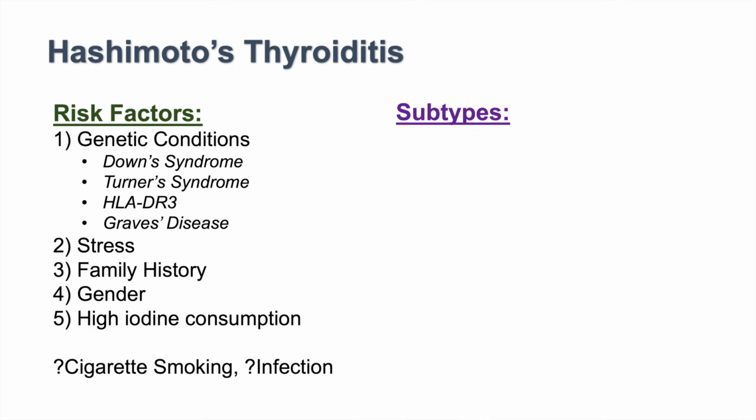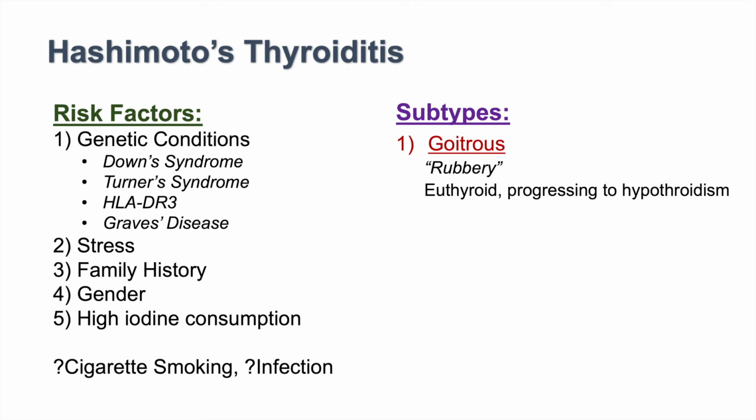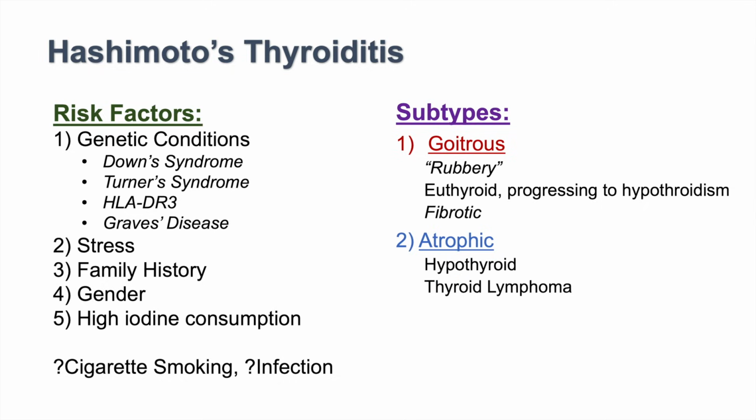There are actually a couple subtypes that I want you to just know about. These are really not that important for this lesson, but the subtypes for Hashimoto's thyroiditis include a goitrous type. The person generally has what we describe as a rubbery thyroid. They have a euthyroid condition that progresses to a hypothyroid condition, and it's due to fibrotic changes. And the other condition is atrophic. This leads to hypothyroidism and is associated with thyroid lymphoma.